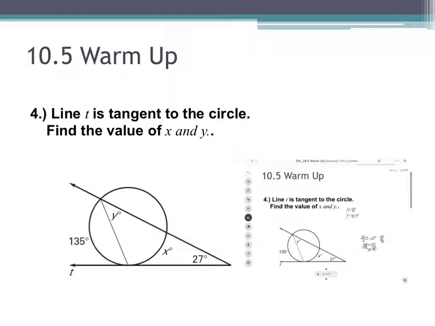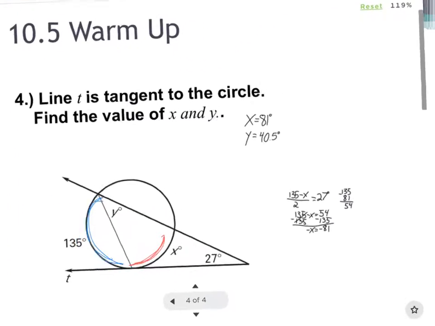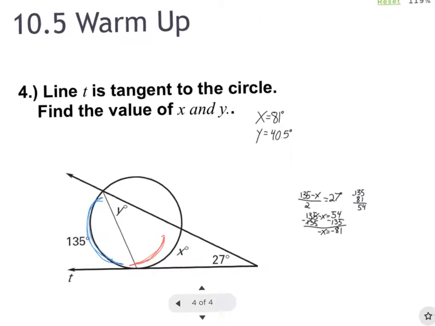Good. Okay, and then this is the last one. It says line T is tangent to the circle. Find the value of X and Y. So this is where it got a little bit trickier. X is the small arc that's intercepted by the angle 27. So I would do big arc, which is 135, minus X divided by 2 equals 27. The work for that is here.